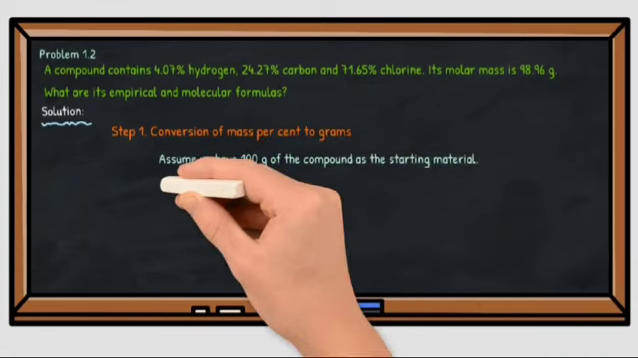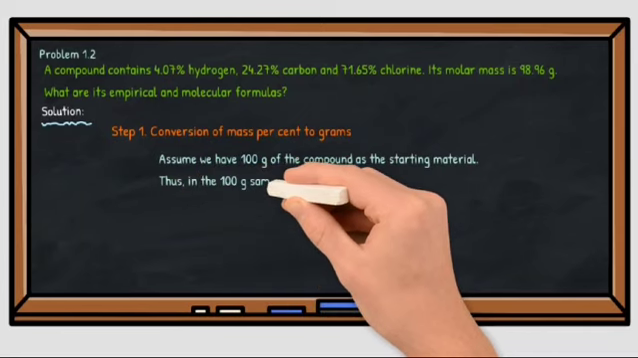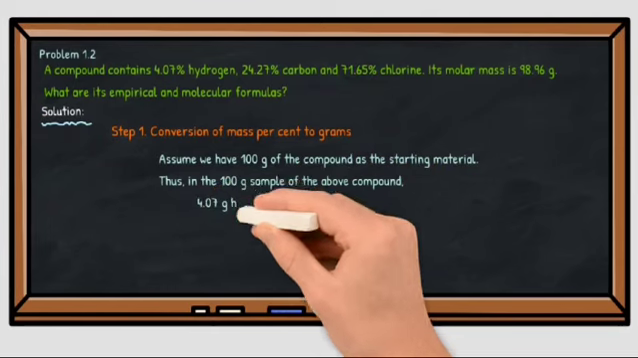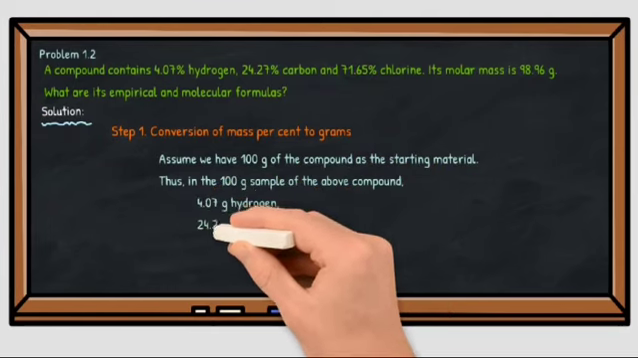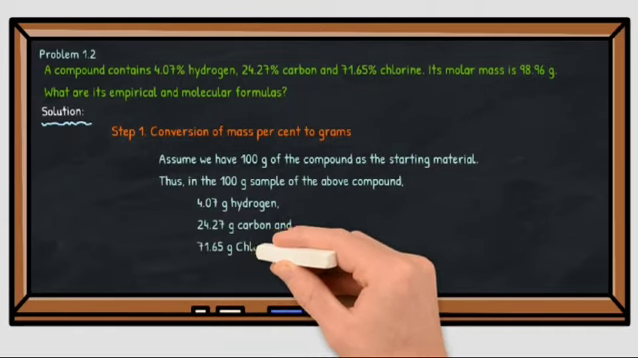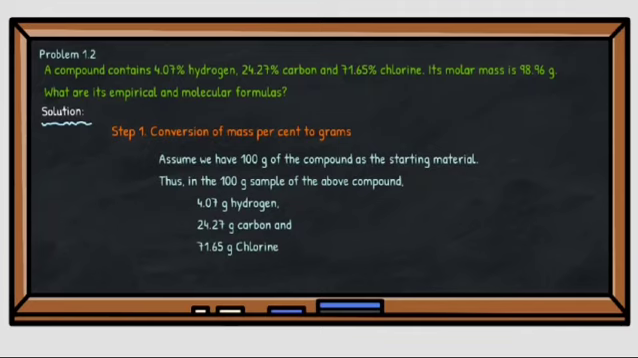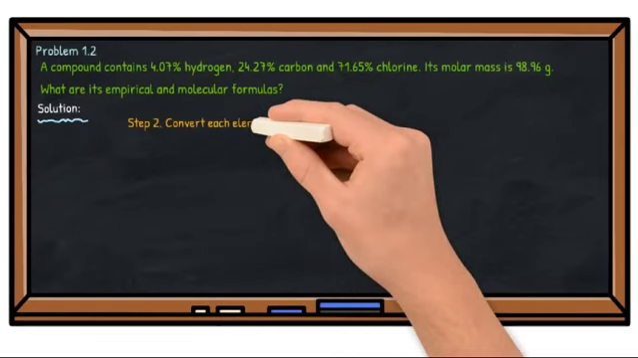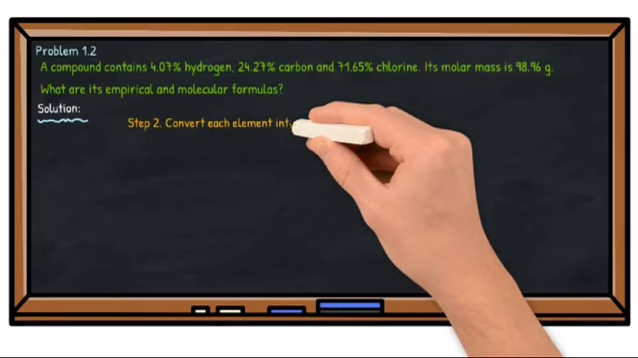To solve this, we'll solve it by step method. Step 1. Conversion of percentage to mass. If we assume there are totally 100 grams of the compound as the starting material, then we will be having 4.07 grams of hydrogen, 24.27 grams carbon and 71.65 grams chlorine. Step 2. Now we will convert each of the elements into moles.